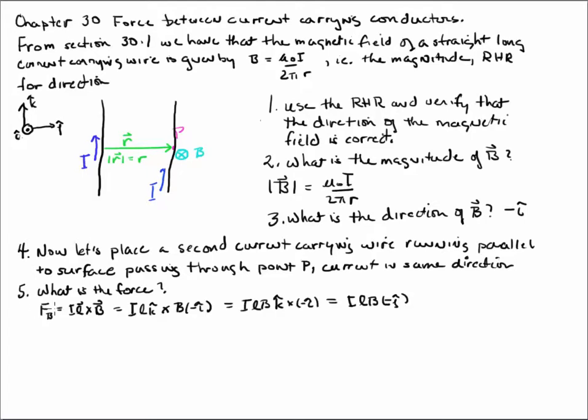Well, the force on a current carrying wire in a magnetic field is I L cross B. It's the cross product of the length times the magnetic field. Carrying out that cross product, I get I L B in the minus j direction. Now, verify that everything I have there is correct. Pause the video and make sure it's correct. Verify it simply using the right-hand rule.